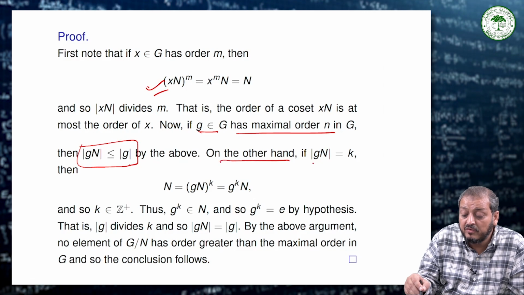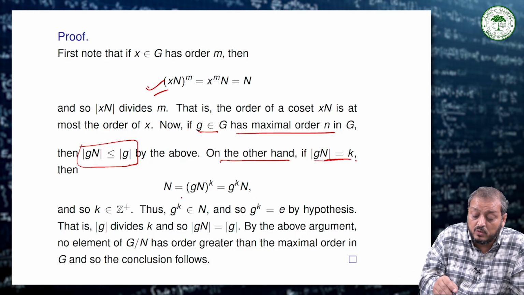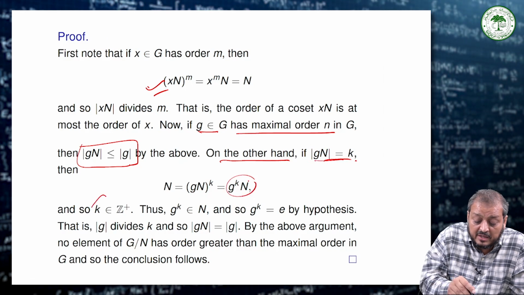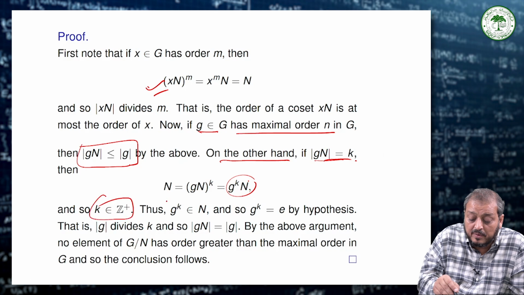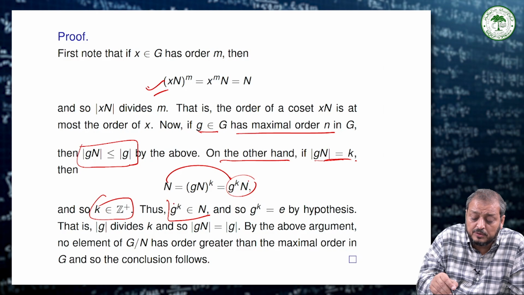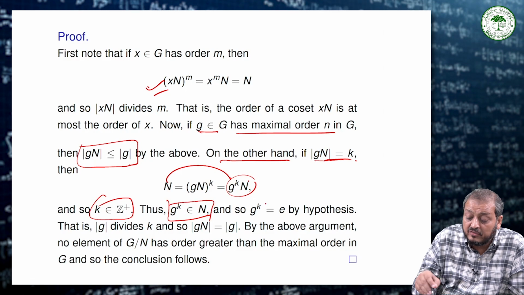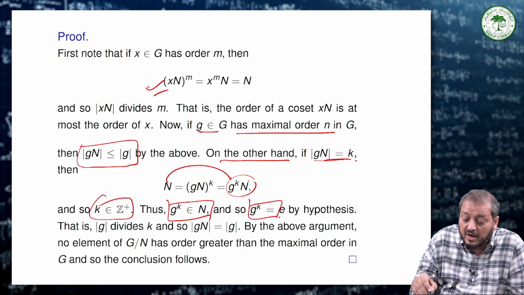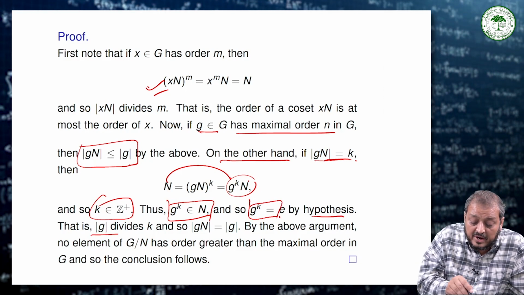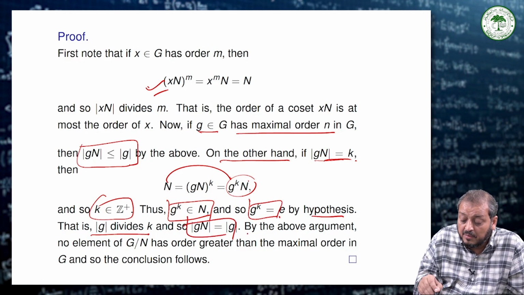On the other hand, suppose the order of gN is equal to k. Then N is equal to (gN)^k, and this is nothing but g^k N, where k is a positive integer. This means g^k is an element of N. If these two are equal, then we can say clearly that g^k belongs to N. So if g^k belongs to N, then g^k is equal to the identity by the hypothesis. So the order of g must divide k, and so the order of gN is equal to the order of g by the above argument.